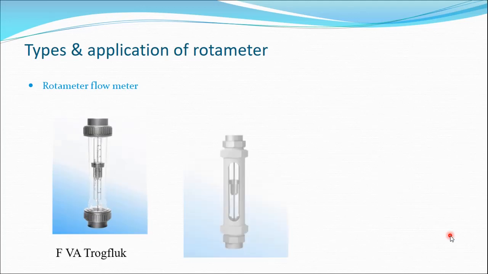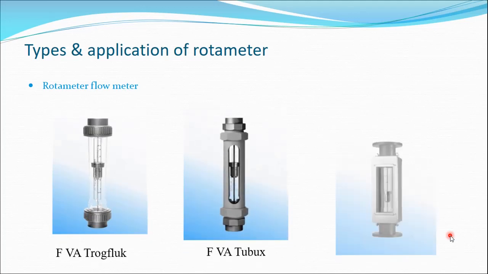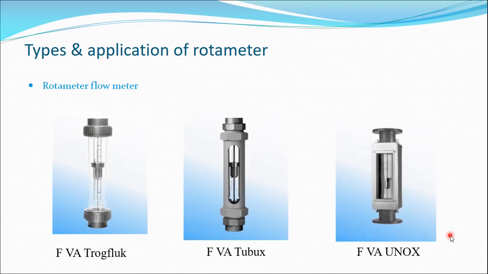So here you can see the Trogflux type of rotameter and the Tubex type of rotameter. The Trogflux type is a low cost plastic rotameter or variable area flow meter for water and transparent liquids, air and gases, and a general purpose plastic rotameter which is used for non-demanding liquid or gas flow applications. The FBA Trogflux rotameter flow meter is available in standard and short tube length as well.